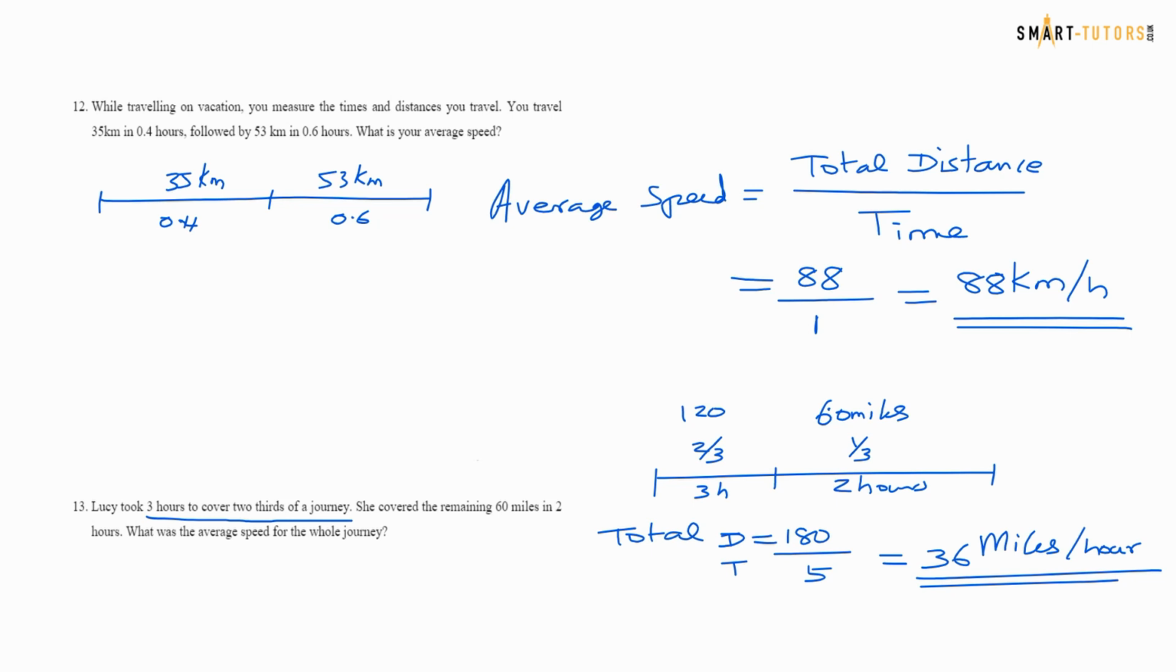So for the first 2/3 of the journey, we don't know the distance, but that took 3 hours. The remaining 1/3 is 60. So 2/3 is 120. Total is 180. Divide by the total time of 5 hours. So if we divide 180 by 5, it is 36 miles per hour. So that is the answer, 36 miles per hour.